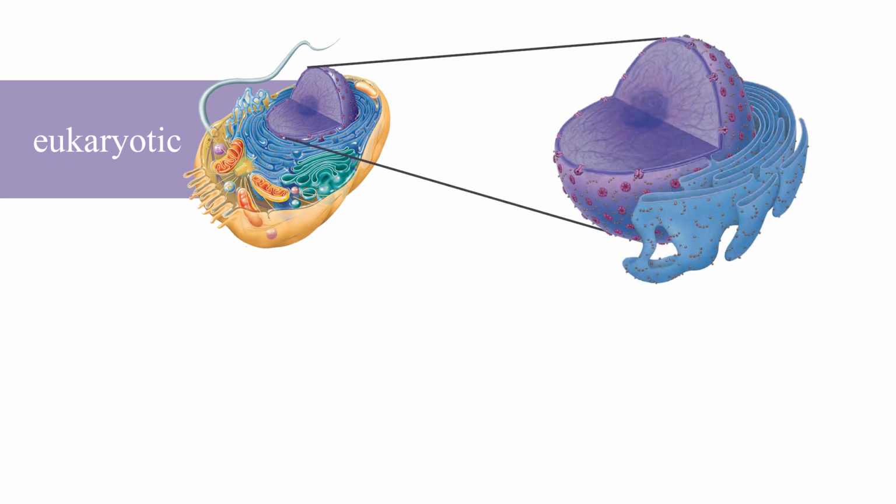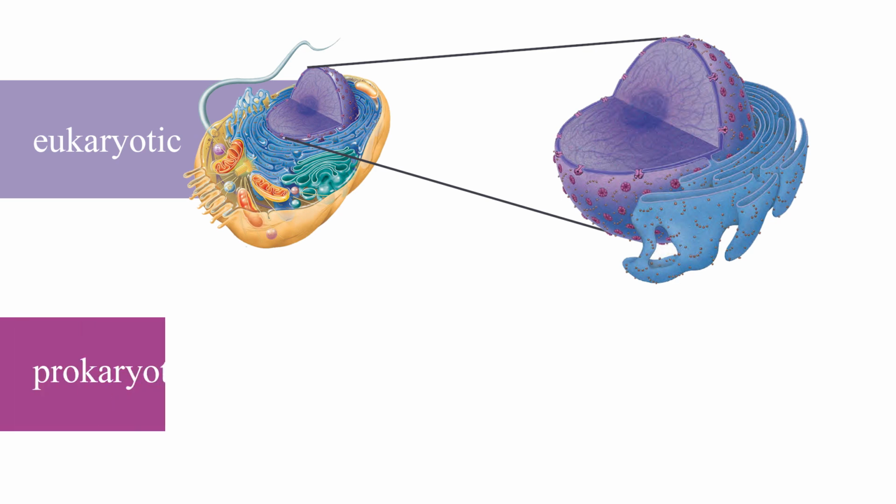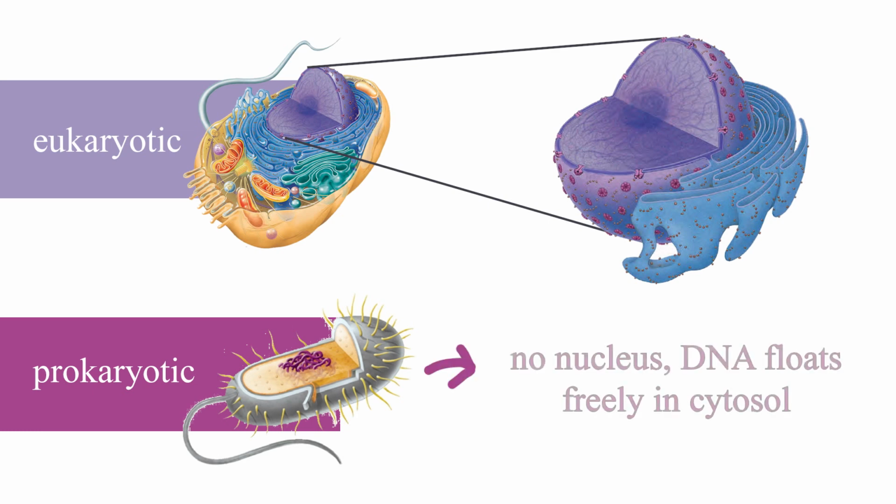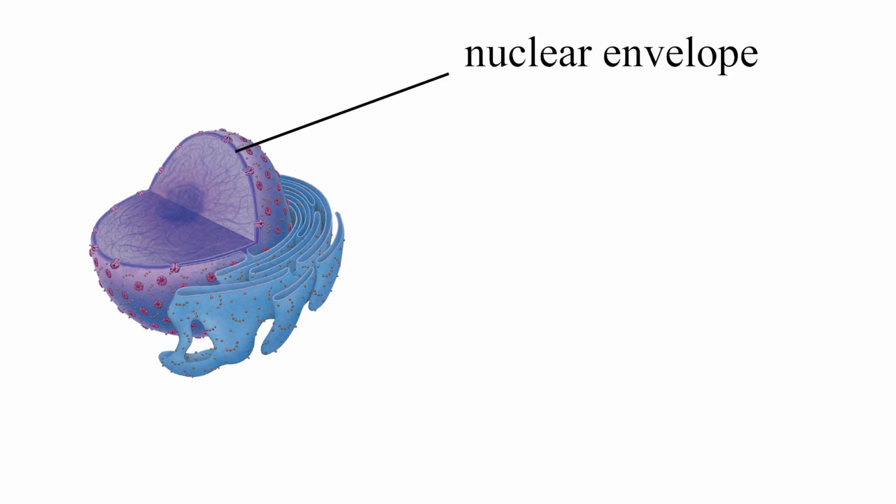Most eukaryotic cell DNA is stored inside the nucleus, the largest and most visible organelle in a eukaryotic cell. That's the main difference between eukaryotic and prokaryotic cells. Prokaryotic cells don't have a nucleus and their DNA just floats around in the cytosol. The nucleus is bounded by a double membrane of phospholipids, which we call the nuclear envelope.